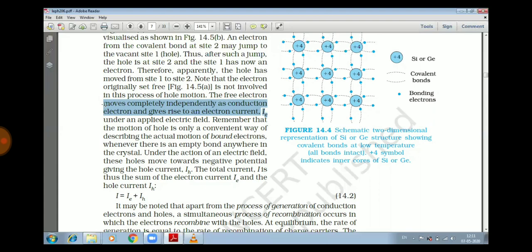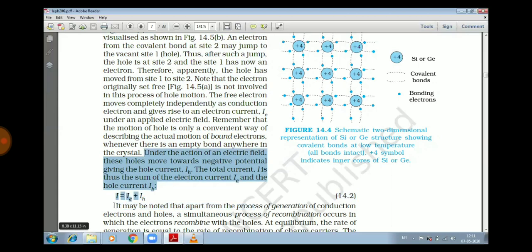Now you know that if a vacancy is created from one place to another place, the electron would jump. Due to the movement of the holes, there will be a current. That current is known as IH. Clear? Under the action of an electric field, the holes move towards a negative potential, giving the hole current IH. What is the total current, children? Very simple. I equals electron current plus hole current. Clear?